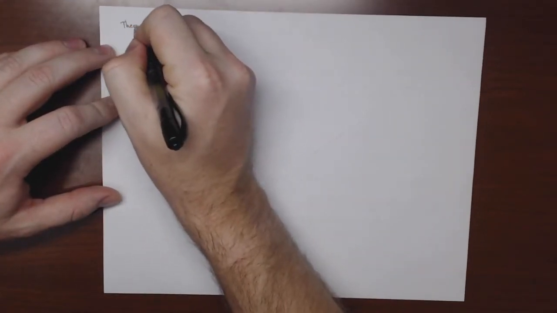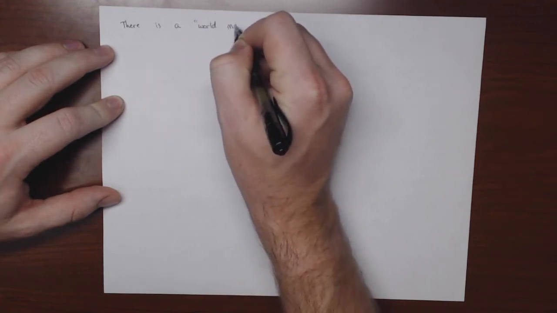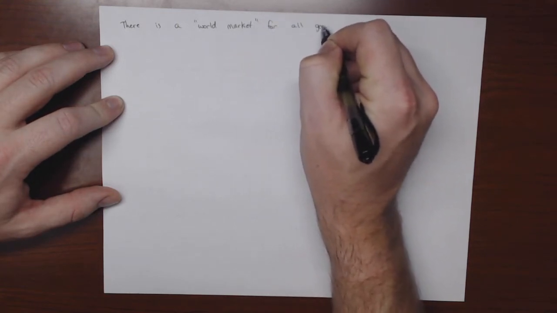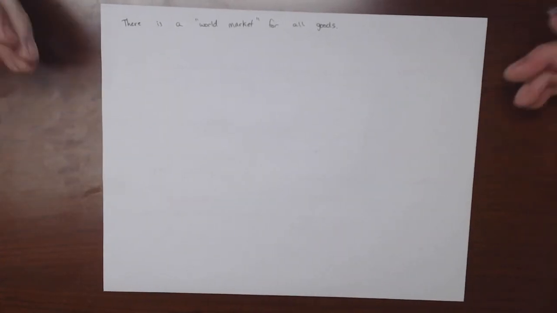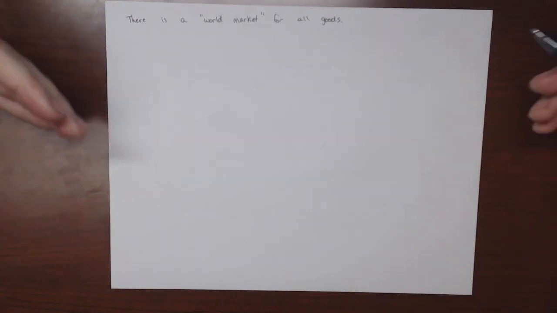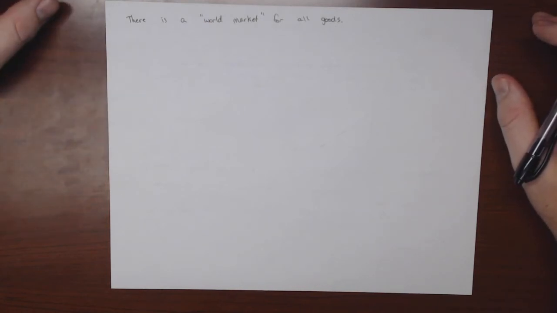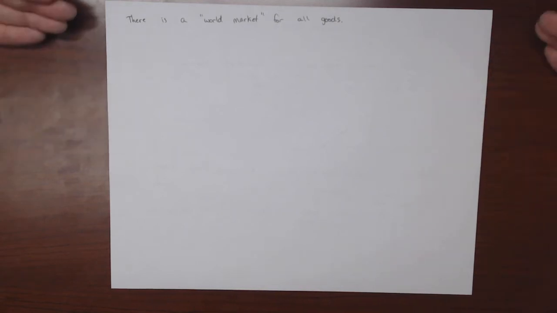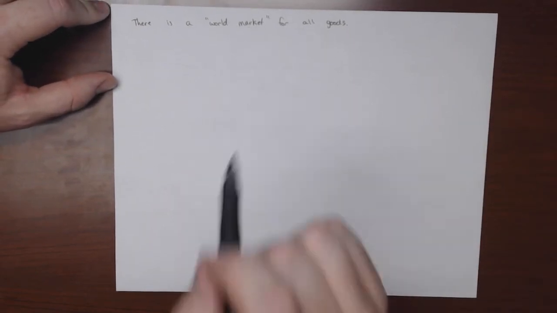Okay, so what we're saying is that there is what we could call a world market for all goods. Each country competes with one another to buy and sell, or really just to sell, these various products. So there are oranges that are made in the US, there are oranges that are grown in Spain, there are oranges that are grown in South America, right? There are oranges grown all over the world. And so we can call the market for oranges as a whole the world market.